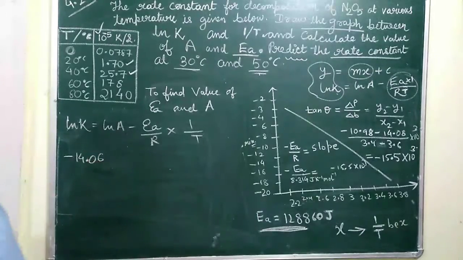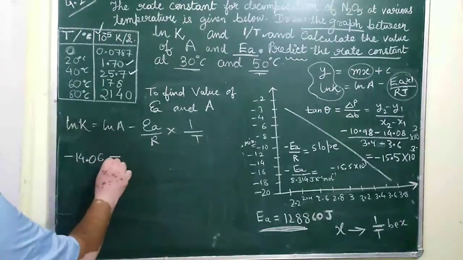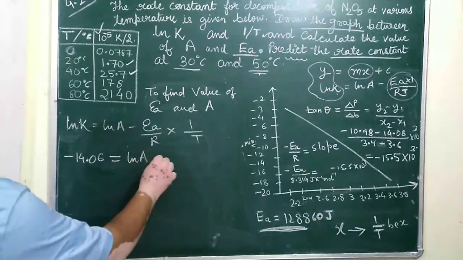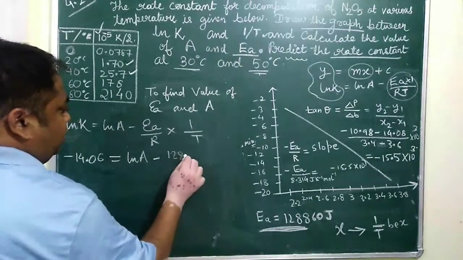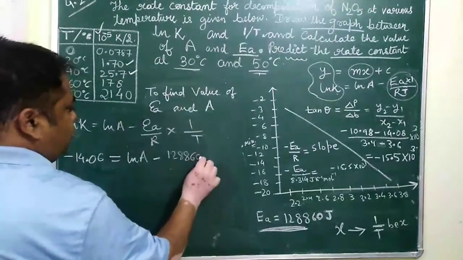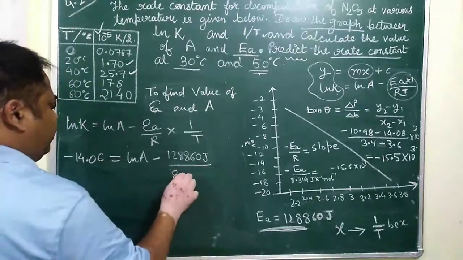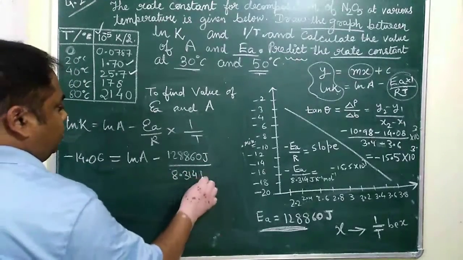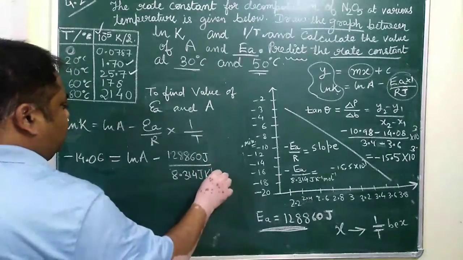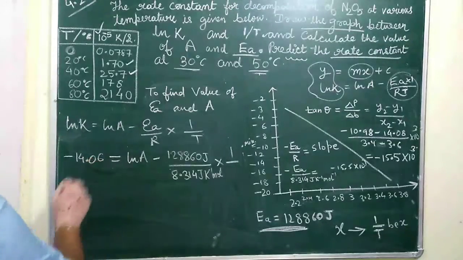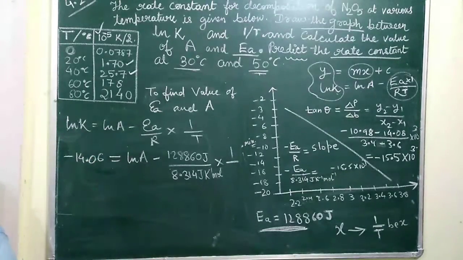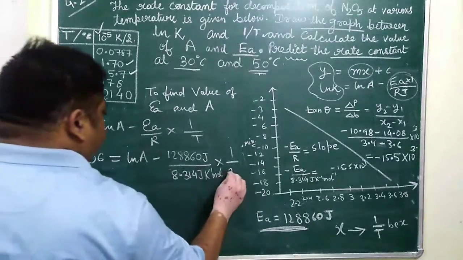14.06. You can refer to the table which I just deleted, is equal to ln A, we have to find out, minus value of energy I'll put from here, 128,860 joule divided by 8.314 joule per Kelvin per mole into 1 by T. Corresponding to this value of ln k, the value of 1 by T is 3.6 to the power minus 3. So I can also write it as 273.